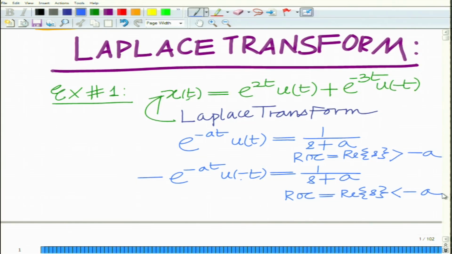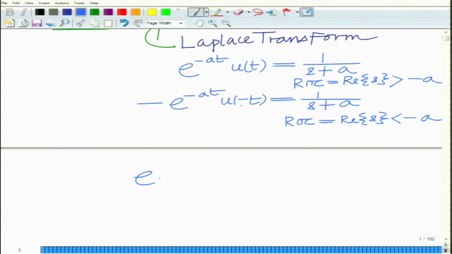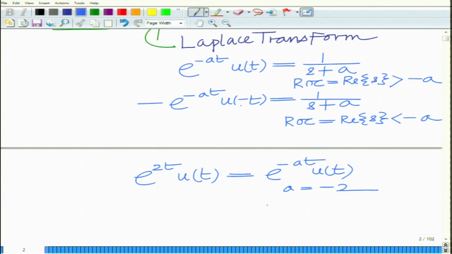Okay. And therefore, now if you look at this signal e raised to 2t u(t), this is equal to e raised to minus a t u(t) with a equals minus 2. So, the Laplace transform of this signal is 1 over s plus a, where a equals minus 2, and the ROC is real part of s greater than minus a, that is, real part of s greater than 2.